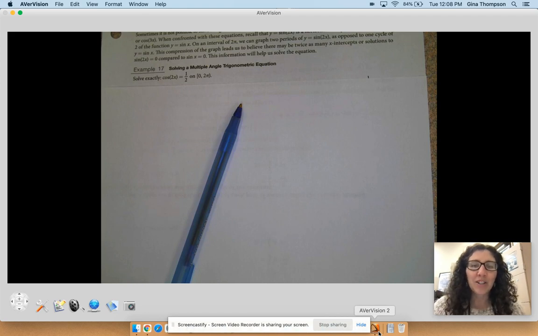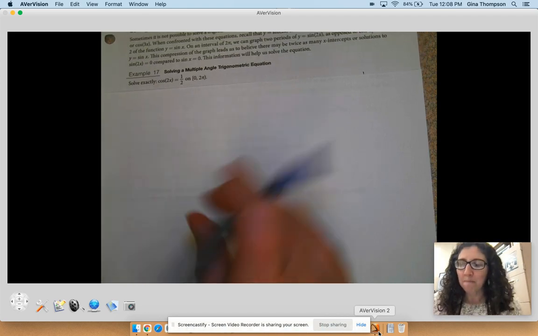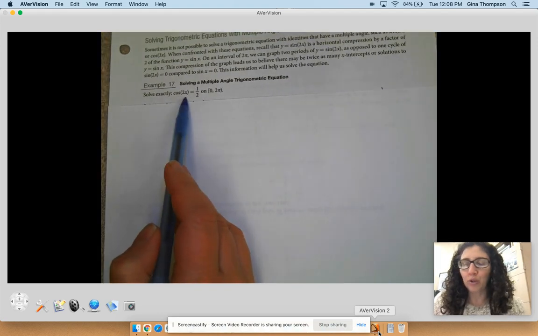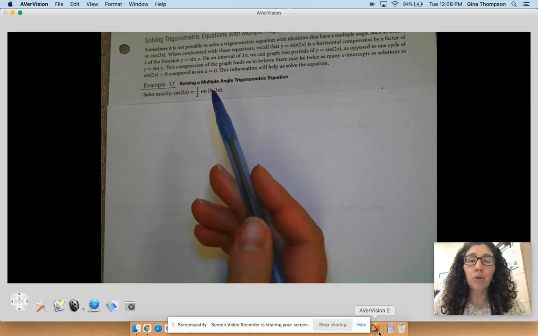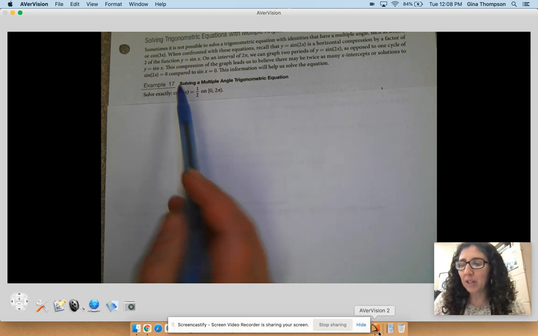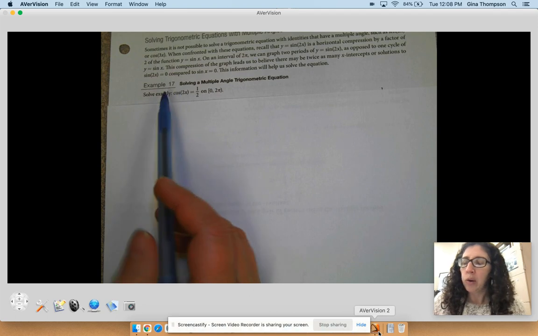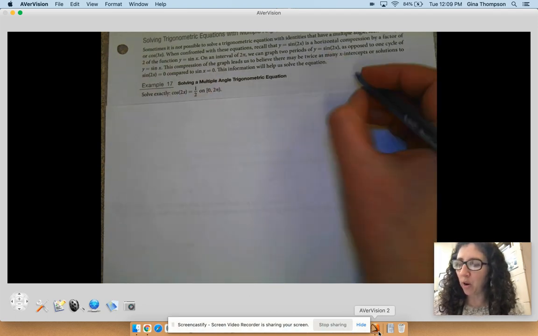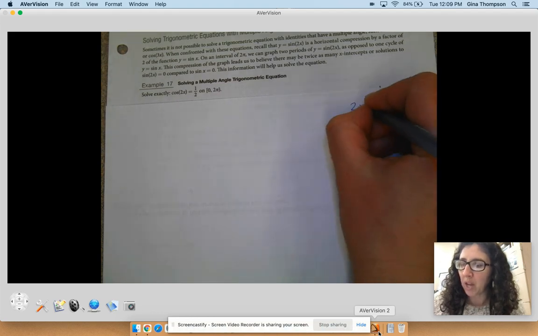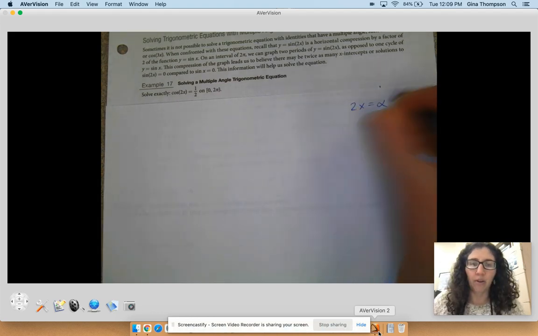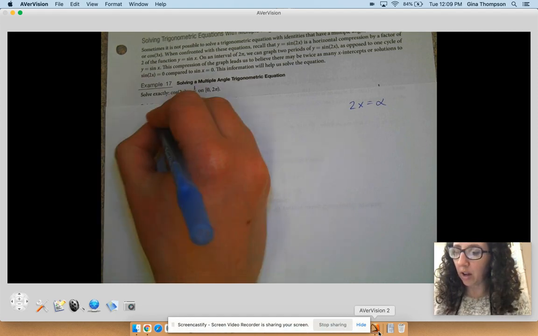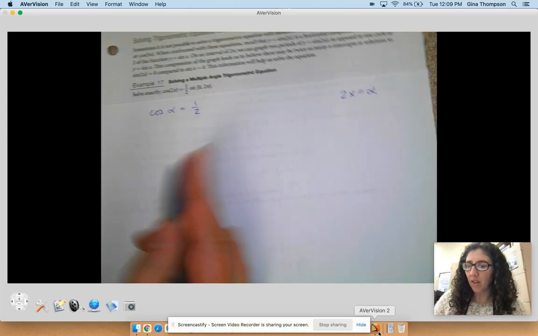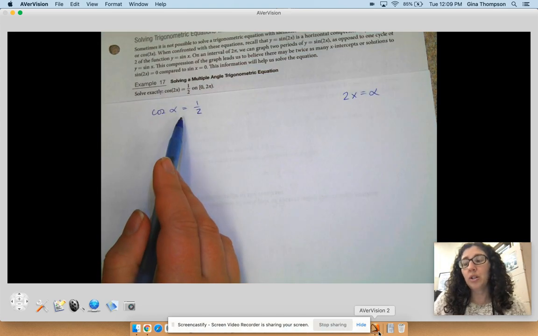Hello. All right, so last thing we need to think about is solving equations if we have things like cosine of 2x. We could think about using an identity, but this is pretty simple, right? So let's see if we can solve this. Just like we did before, I'm going to ignore the problem and say, let's let 2x equal alpha. So cosine of alpha equals 1/2. That's pretty simple. I can solve that exactly.